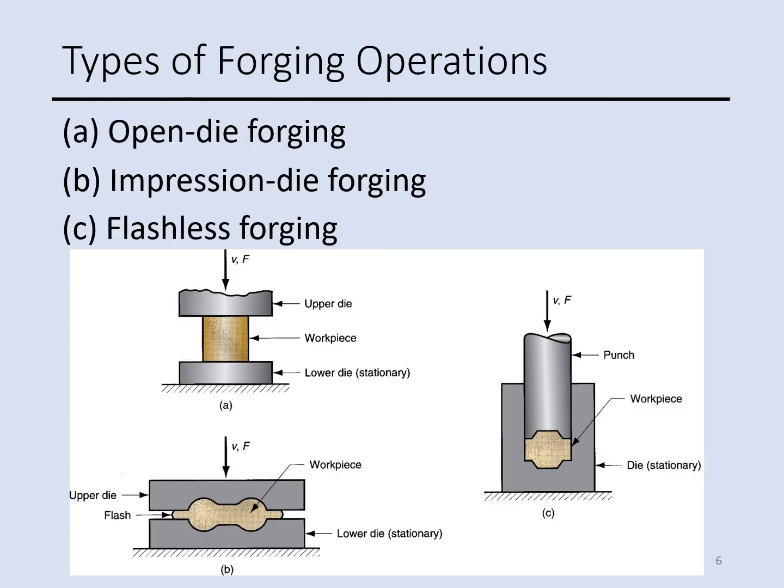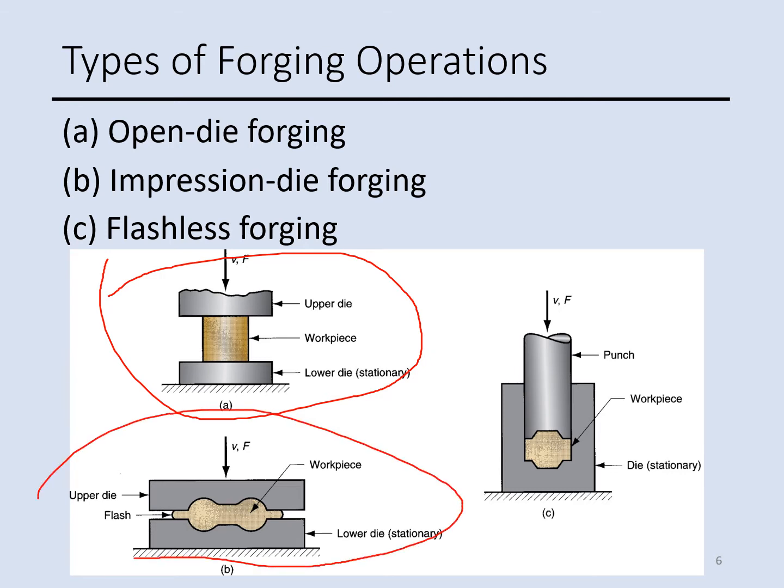We have three forging operations based on the degree of flow in the work metal. The first one is called open die forging operation. This one, as you see in this picture, the work is compressed between two flat dies. That allows the metal to flow laterally with minimum constraint. The second one is called impression die forging operation, where the metal flow is constrained so that flash is going to be created.